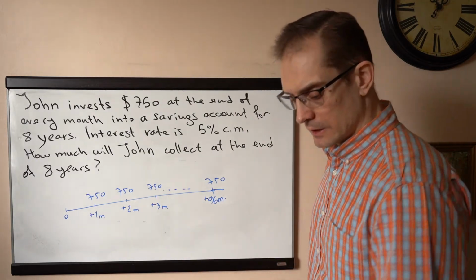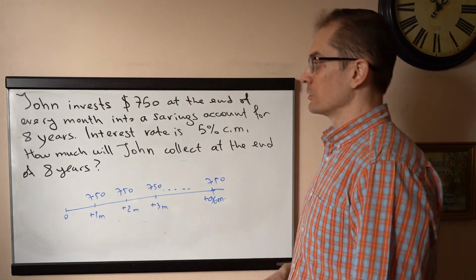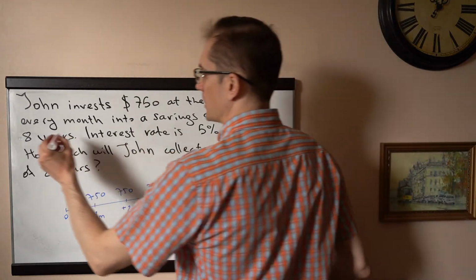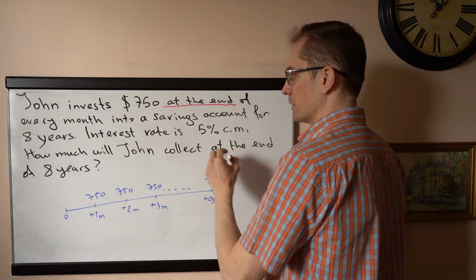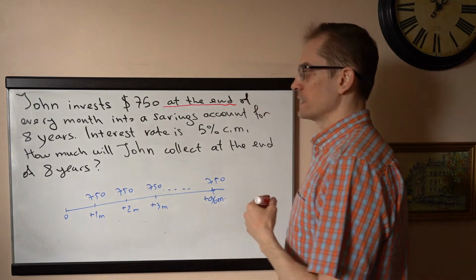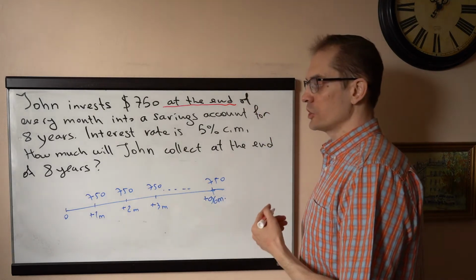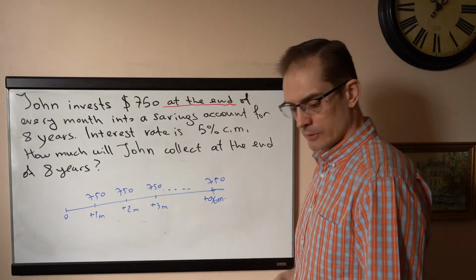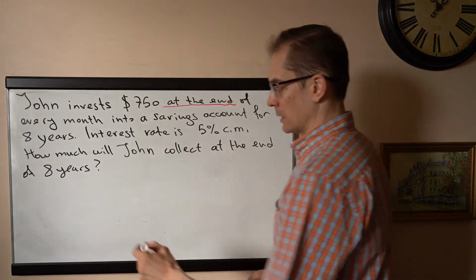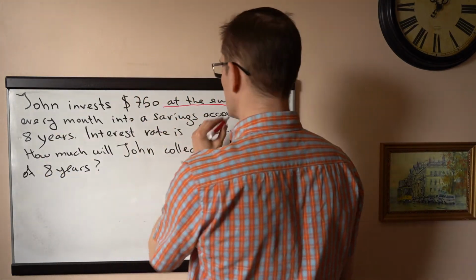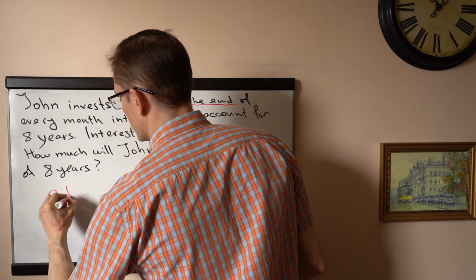Now the next thing is to find out what kind of annuity that is. So look, we have here very important keywords. The first keyword is here: at the end of every month, right? So this payment is made at the end of every month, which makes our annuity ordinary.